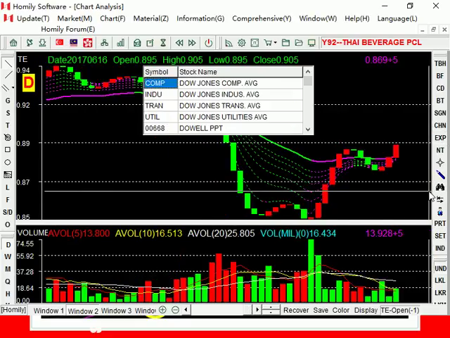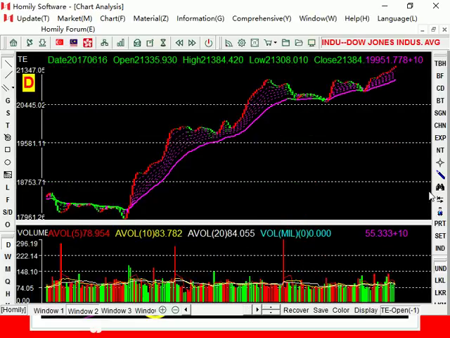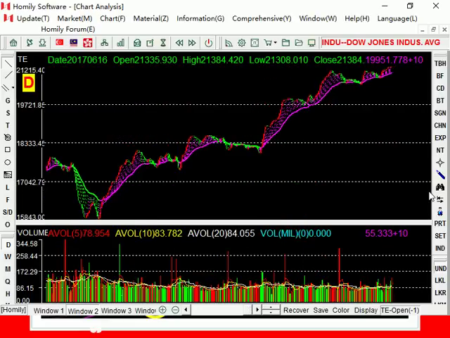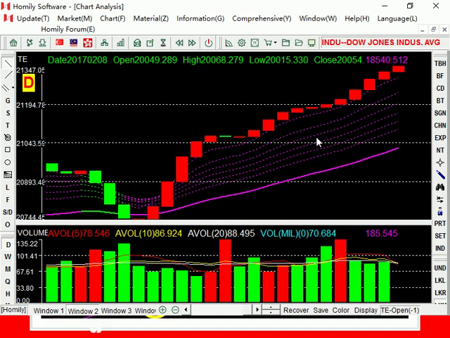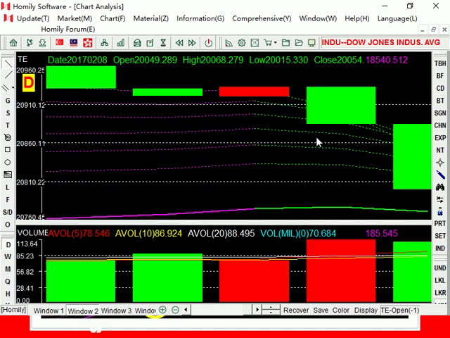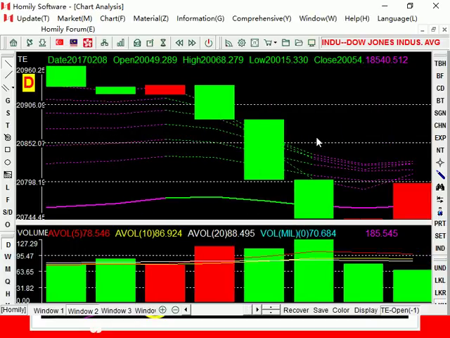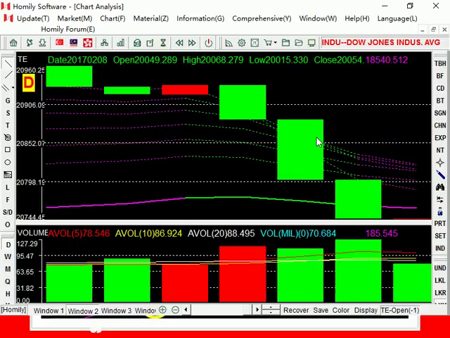Let's see the index first. This is the Dow Jones index. Okay, so let's see the Dow Jones index. Where is the buy point and the sell point? So okay, just for buy point. Here, combine or not.